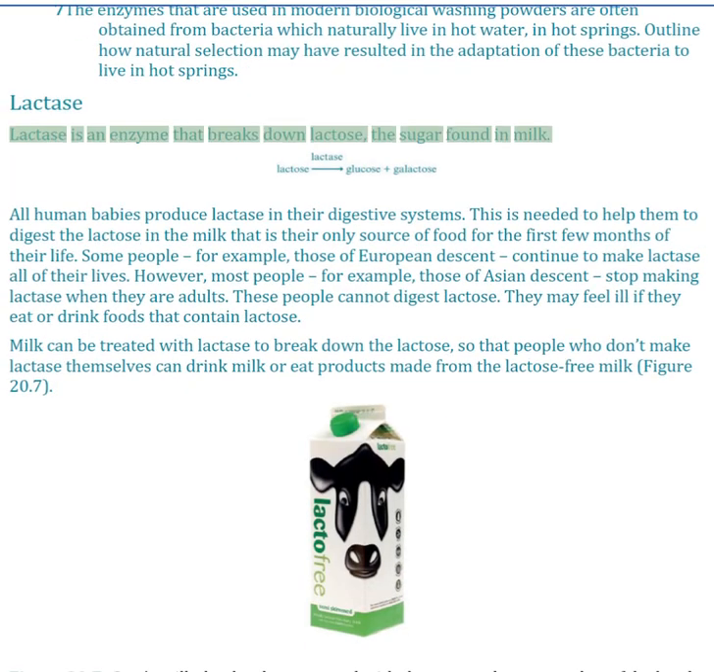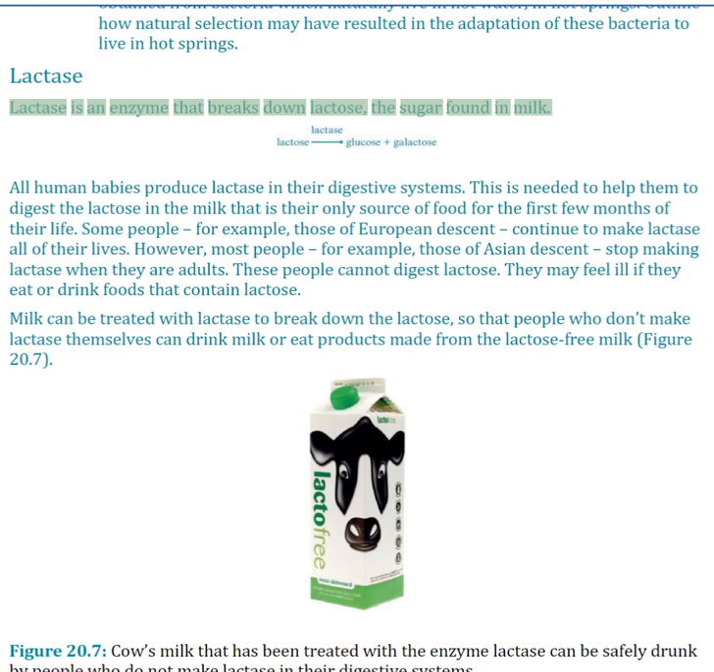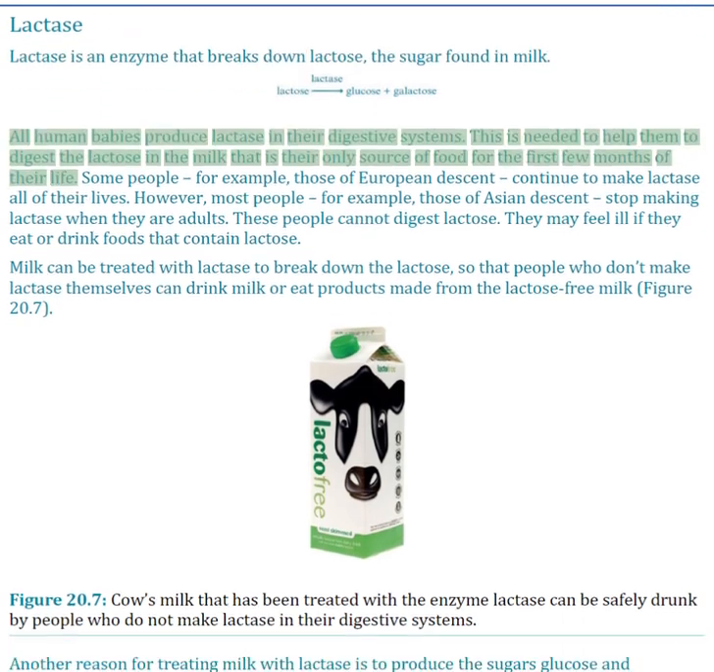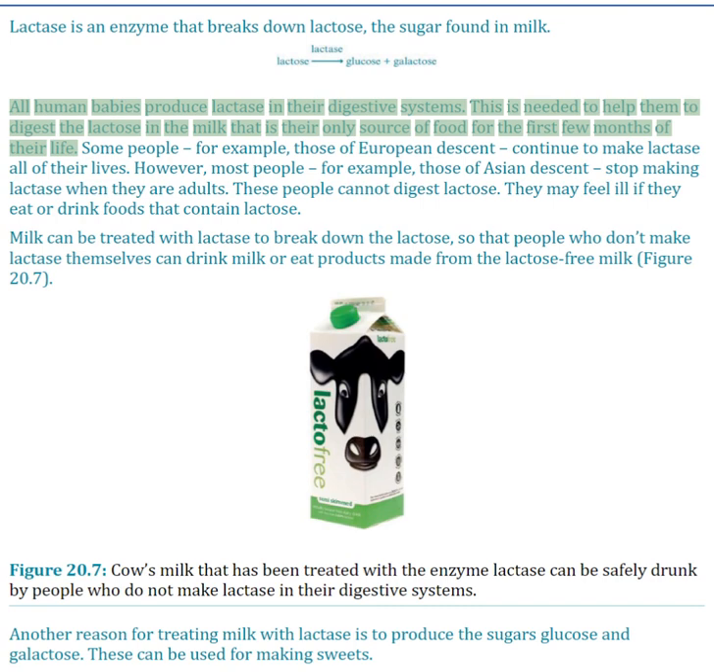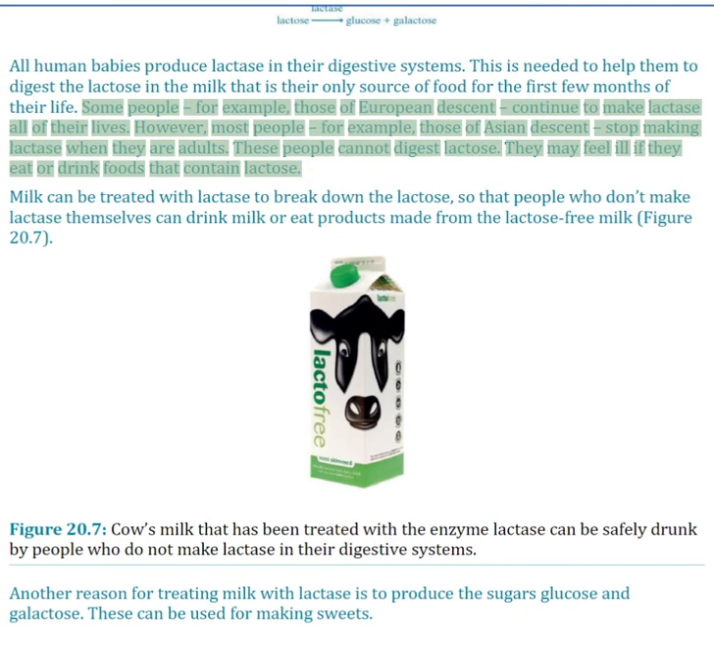Lactase. Lactase is an enzyme that breaks down lactose, the sugar found in milk. All human babies produce lactase in their digestive systems. This is needed to help them to digest the lactose in the milk that is their only source of food for the first few months of their life. Some people, for example, those of European descent, continue to make lactase all of their lives. However, most people, for example, those of Asian descent, stop making lactase when they are adults. These people cannot digest lactose. They may feel ill if they eat or drink foods that contain lactose.